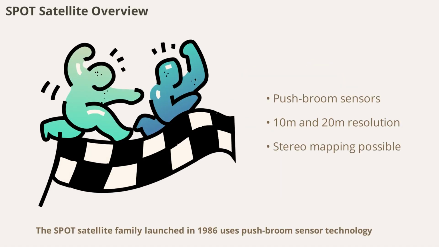The SPOT satellite family, launched in 1986, uses pushbroom sensor technology. Its high-resolution visible (HRV) sensors can record in panchromatic mode with 10-meter pixels or in multispectral mode with 20-meter pixels. The sensors are movable, allowing for both vertical and oblique recordings, and can create stereo pairs for topographic mapping. SPOT's flexibility makes it a valuable resource for many applications.